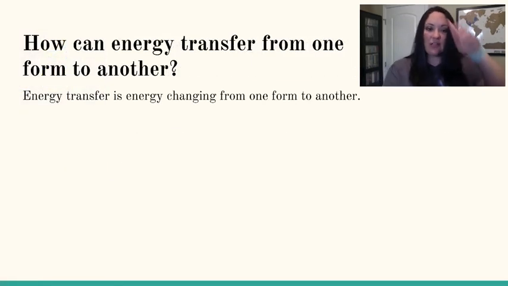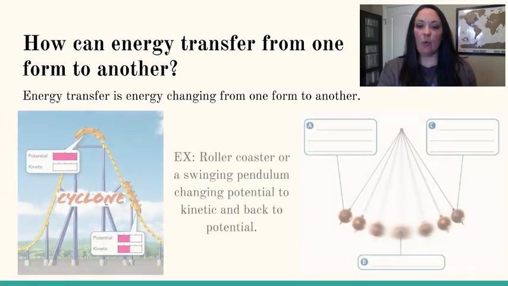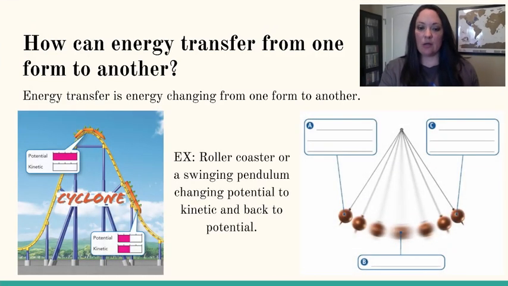So how can energy transfer from one form to another? Energy transfer is just the energy changing from one form to another. We have two examples here. The first is a roller coaster, and the second is going to be like a swinging pendulum. It's changing potential energy to kinetic and then back to potential. So let's look at the roller coaster first.